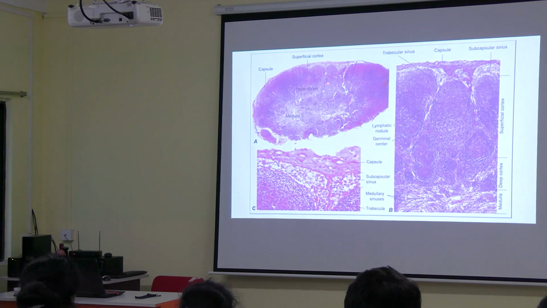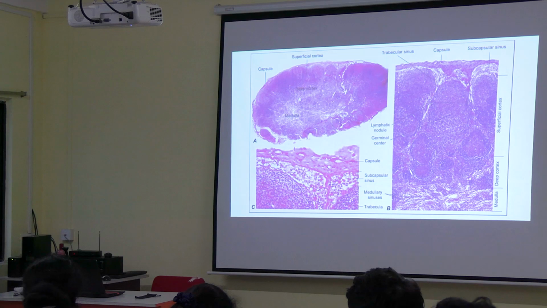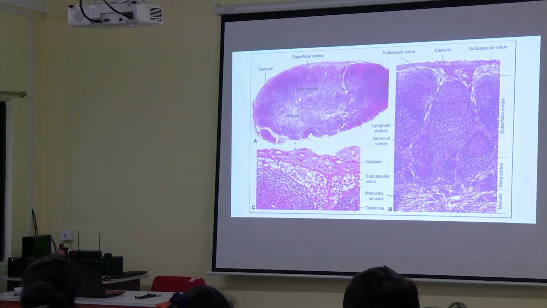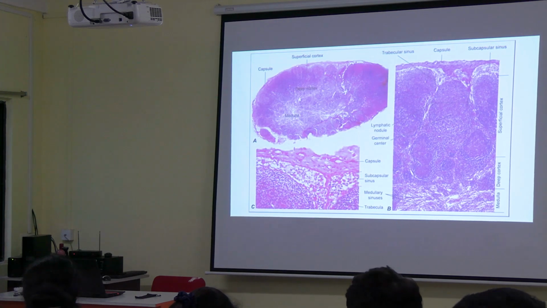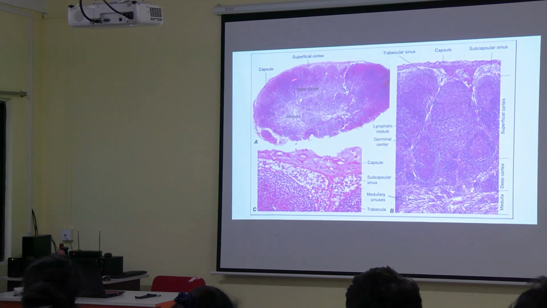Here in low magnification. In the final exam, it will come in low magnification. Okay. Nothing will be shown under high magnification. So how will you identify? Can you identify? So what is this? Which part is this?